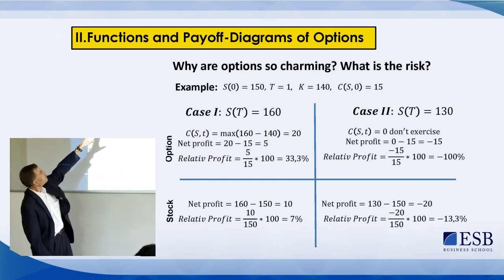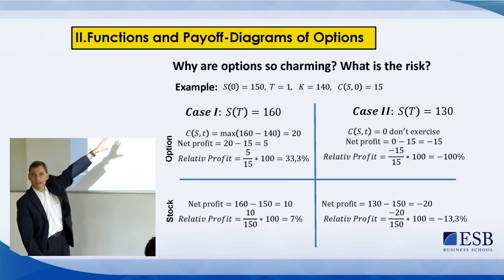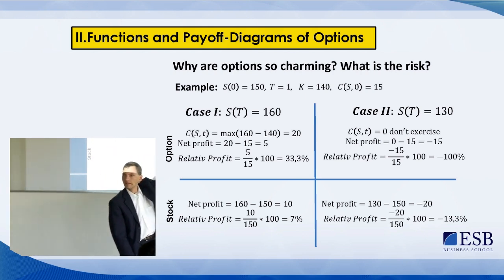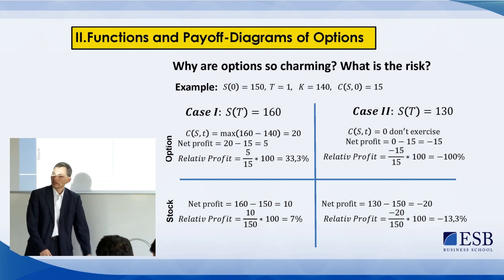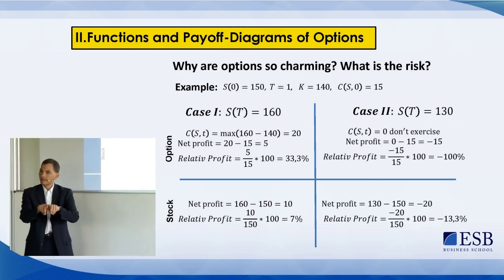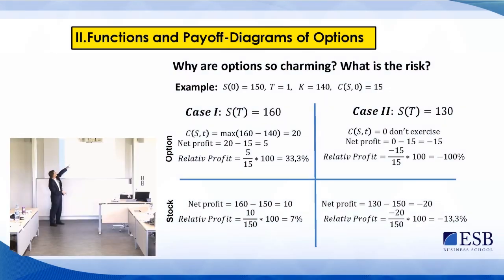Scenario 1, future price of the underlying is 160. Scenario 2, the stock price is 130. The parameters I know today are the parameters at the top. Today's stock price is 150. Time to maturity, capital T, is 1. You can say it's 1 day, 1 month, or 1 year, so that does not matter here.